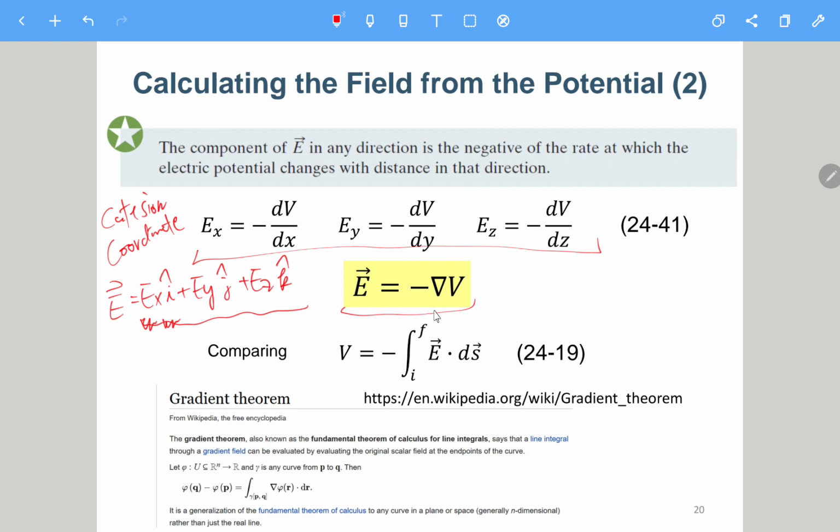And for this one, what does it mean? Just like I mentioned, this is the so-called gradient operator. Gradient operator 就是梯度的运算符啊, operator. Operator means 运算符.